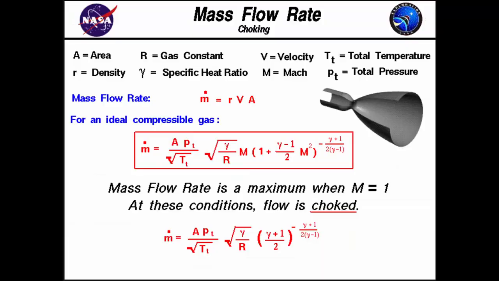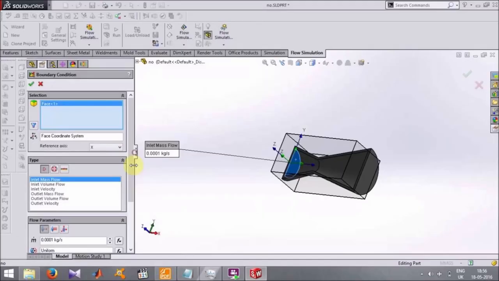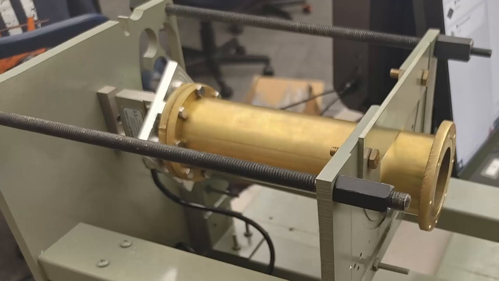I also knew that I would need to calculate the mass flow rate of the system through testing. Knowing mass flow rate would allow me to use SolidWorks Flow Simulation to optimize the diverging portion of the nozzle. This quickly became my first prototyping goal.